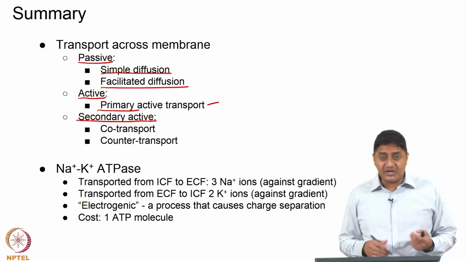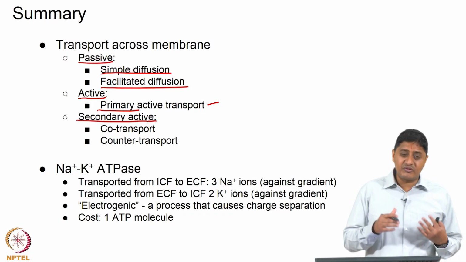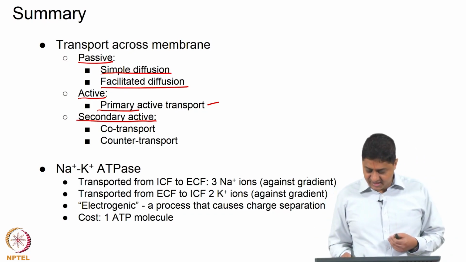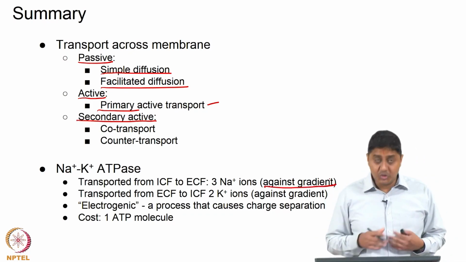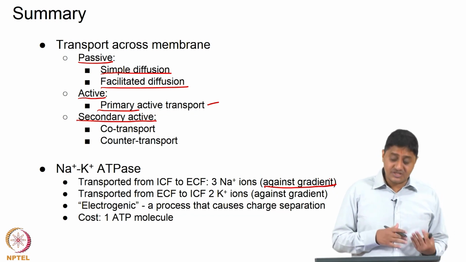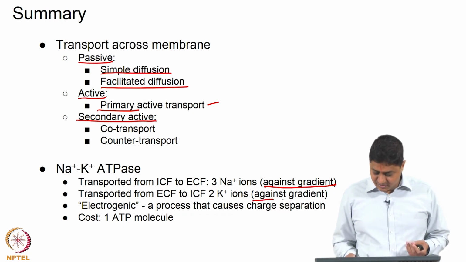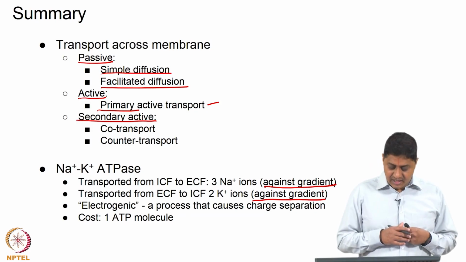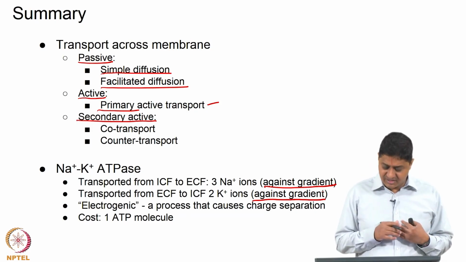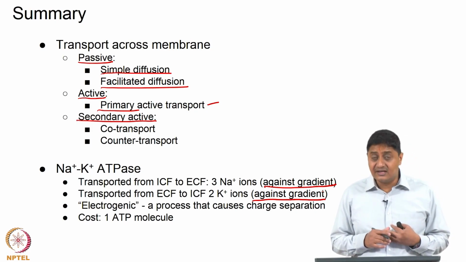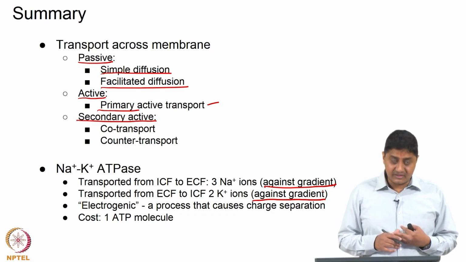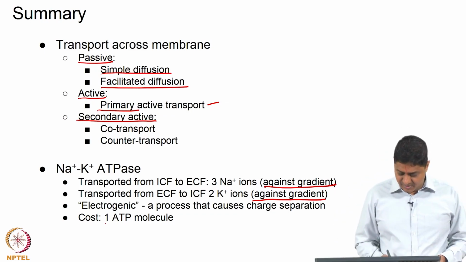And we have seen that one example of primary active transport is the sodium potassium pump, or sodium potassium ATPase. What is happening is that 3 sodium ions go from inside of the cell to outside of the cell against the gradient, and 2 potassium ions go from outside the cell to inside the cell, once again against the gradient, and this causes a charge separation. Effectively it makes the cell a little less positive, and the cost of this is 1 ATP molecule.